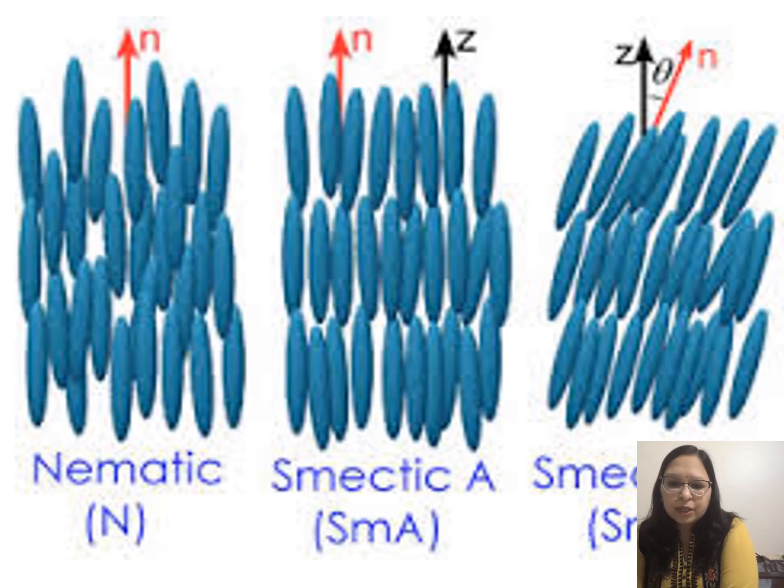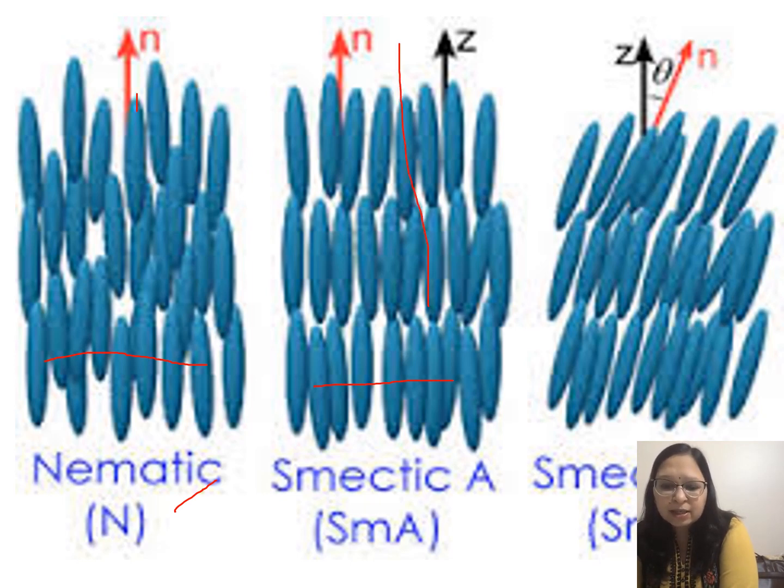With the help of this diagram, we can see how the alignment and the orientation is seen. In the nematic, you can see there's a loss in positional as well as orientational order. Positional order is completely lost. There's no specific position of all the mesogens, but a little bit of orientational order is there. In comparison to nematic, in smectic there is a positional order as well as an orientational order.